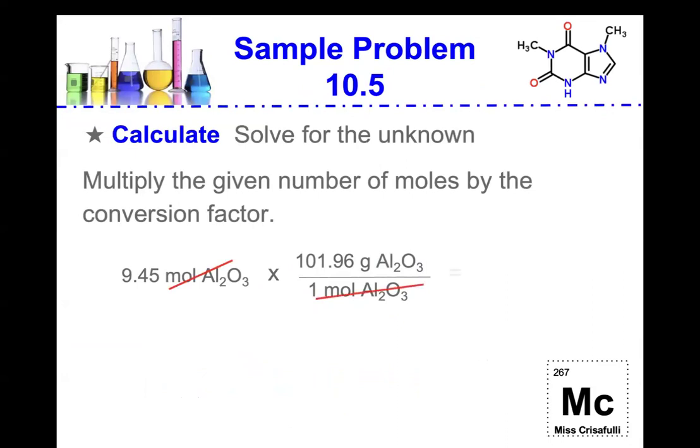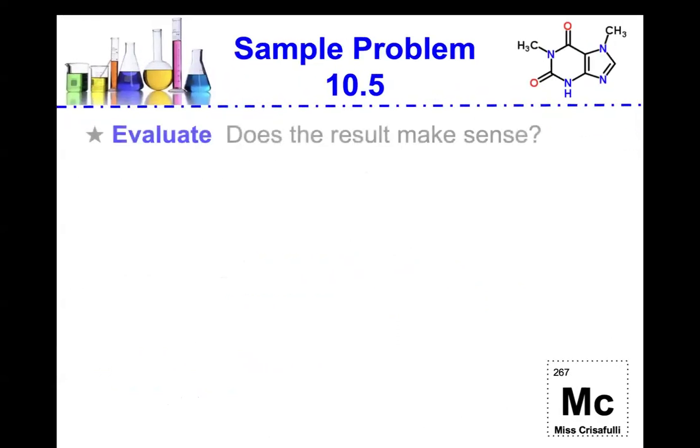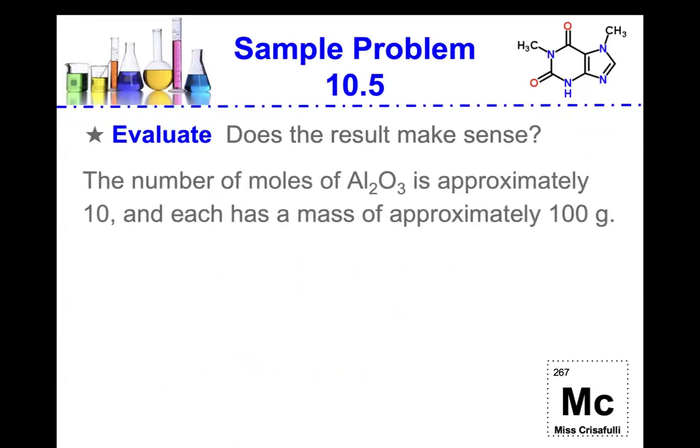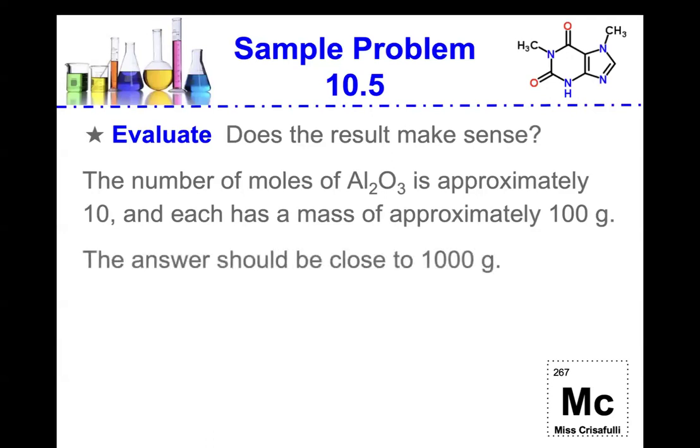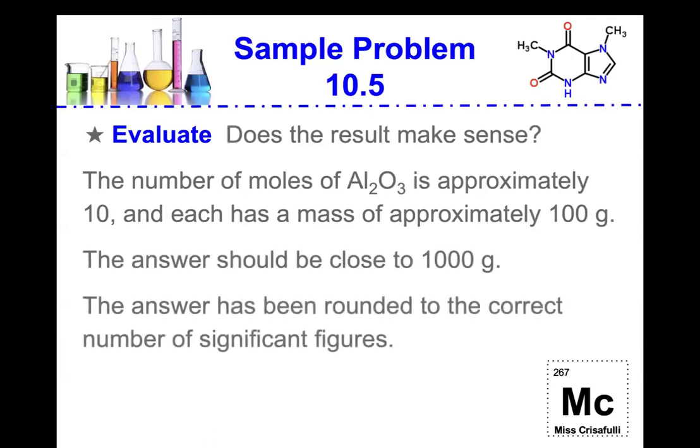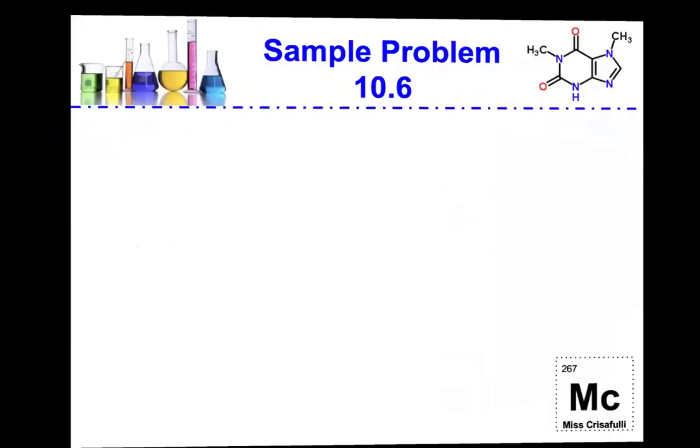The moles will cancel out, and we'll be left with the number of grams of aluminum oxide, which is 964 grams of aluminum oxide. Does the result make sense? The number of moles of aluminum oxide is approximately 10, and each has a mass of approximately 100. So the answer should be close to 1,000, and it was. So we use the answer, and then we round it to the correct number of significant figures.